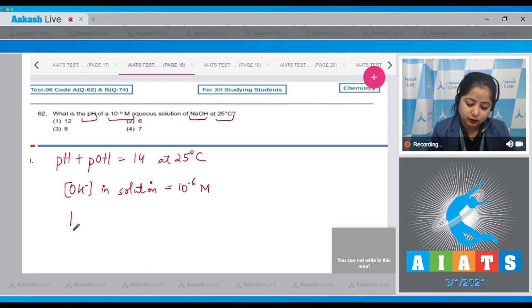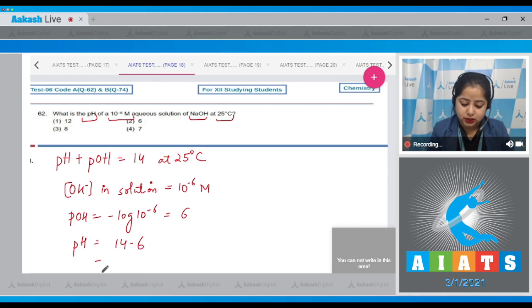That means we can calculate pOH, which is equal to minus log 10 raised to the power minus 6, that is 6. So we can calculate pH, which is equal to 14 minus pOH, which is 6. That means pH is 8. So the correct answer is option number 3.